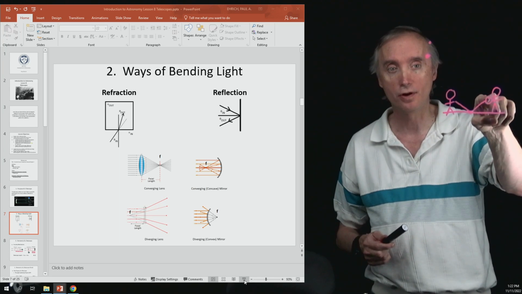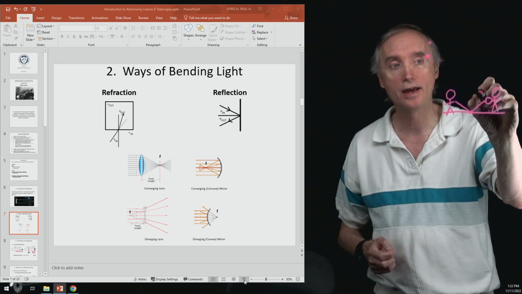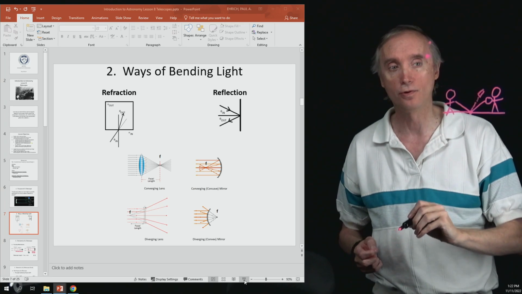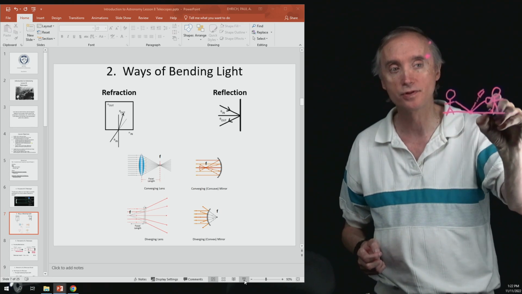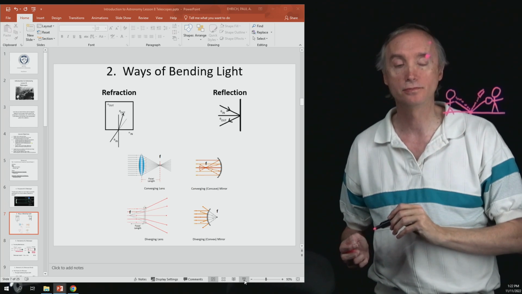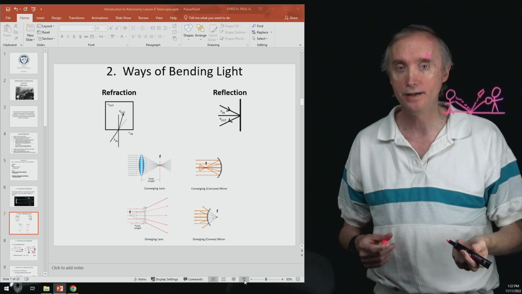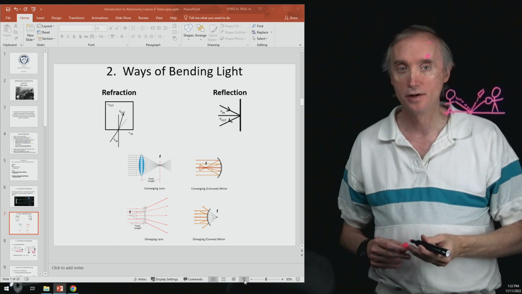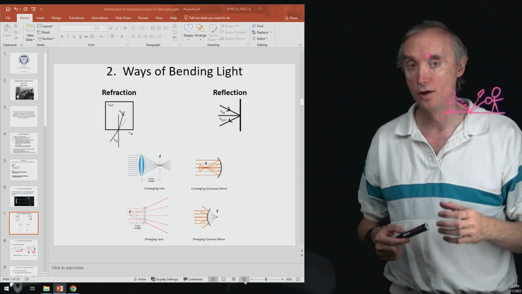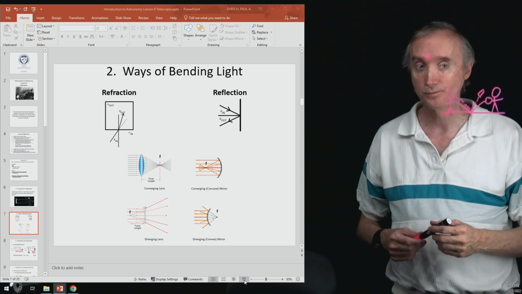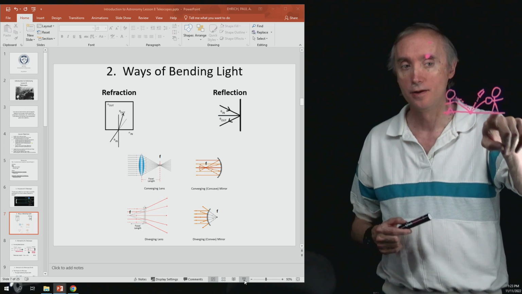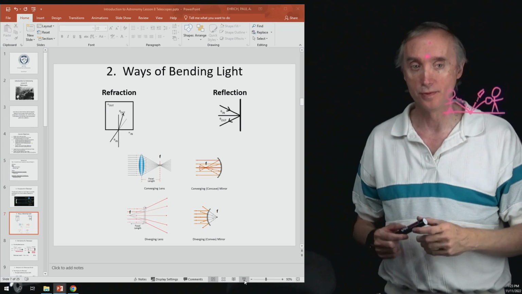But this person could also have a flashlight, and they could shine light on the floor, and then that light, if this was a mirror, would be reflected into this other person, so that it works for both light and for particles. So reflection is going to be the bending of a wave or a particle when it bounces off of something.